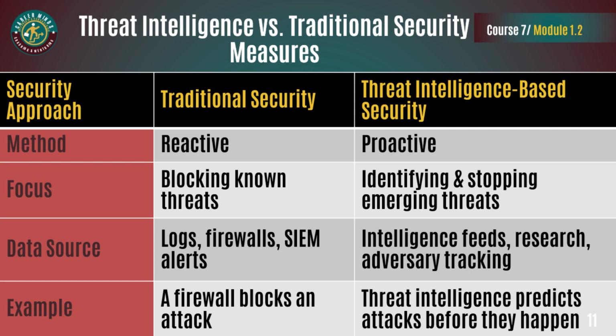Another approach is data source. Traditional security uses logs, firewalls, and SIEM alerts, but threat intelligence-based security uses intelligence feeds, research, and adversary tracking. An example of traditional security would be a firewall that blocks an attack, while an example of threat intelligence-based security would be threat intelligence that predicts attacks even before they happen. So what's the takeaway here? Traditional security waits for something bad to happen, while threat intelligence tries to stop it from happening in the very first place.